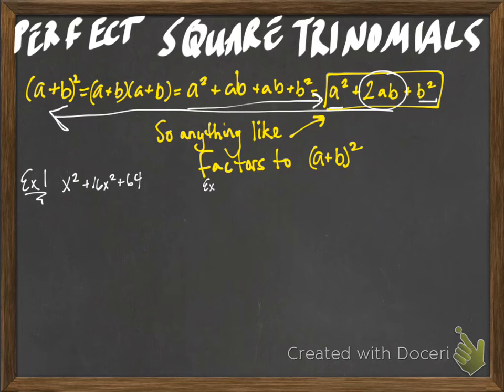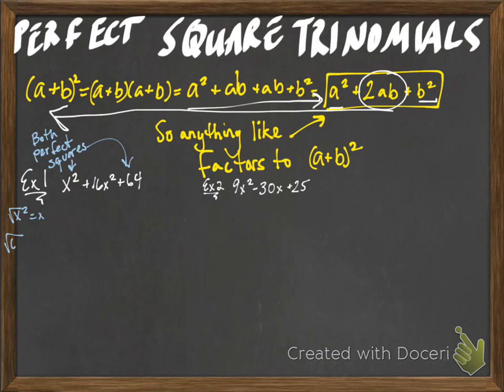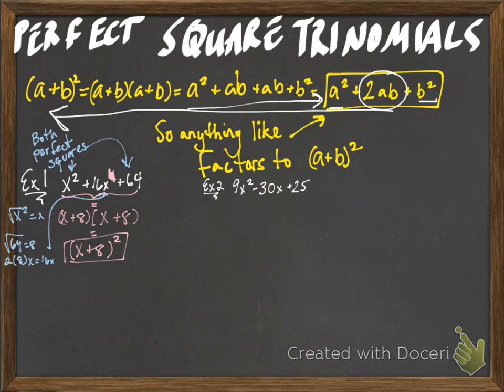So here's our first example. Notice that the beginning and end, x squared and 64, are both perfect squares. And then also notice that if I take the square root of each, that's 8 and that's x. 2 times 8x is 16x. Oh, that shouldn't be a square, sorry. That's how that should look. Now that will factor to x plus 8, which is x plus 8 squared.